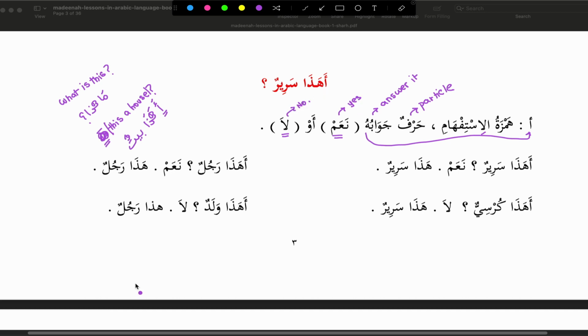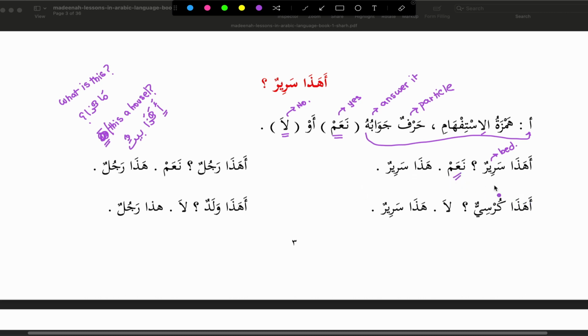طيب. So I said this is a house. Okay, very good. If I say, is this a house? You say, yes, it's a house. Or you say, لا, no, it's not a house. So you say, أهذا سرير? Is this a bed? سرير means bed. The answer is نعم, yes. هذا سرير. This is a bed.